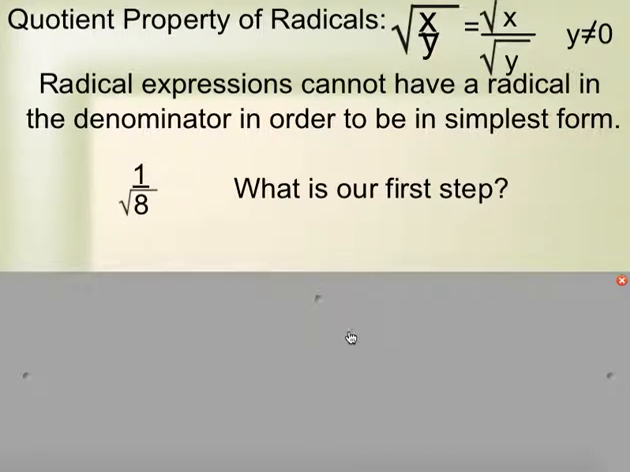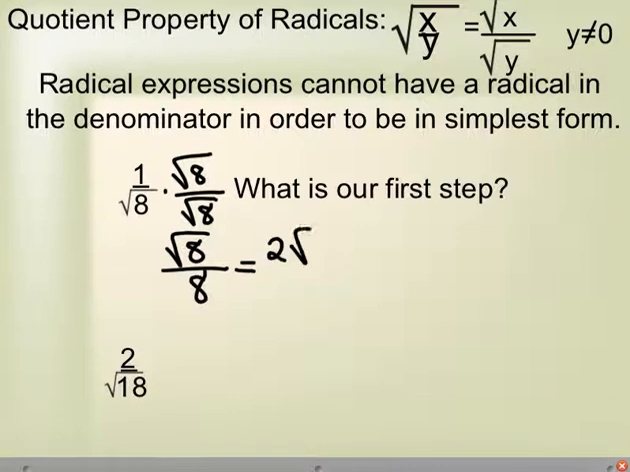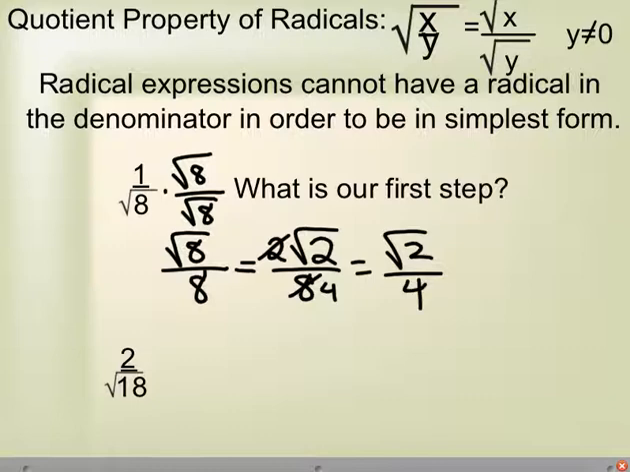All right, let's try it again. 1 over root 8, and then we'll do 2 over root 18. Now, in this one, we don't actually have to split it out because it already is, and we're just going to multiply by root 8 over root 8. And we get the square root of 8 over 8, but that's actually not in simplest form. The square root of 8 can be simplified to 2 root 2 over 8, which this 2 and this 8 can simplify to just be the square root of 2 over 4.